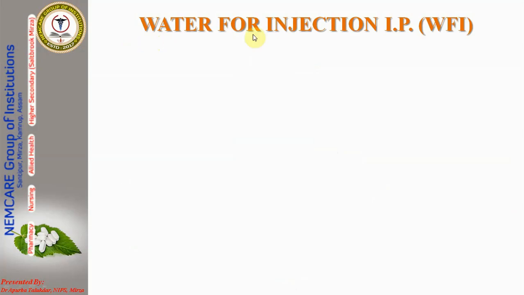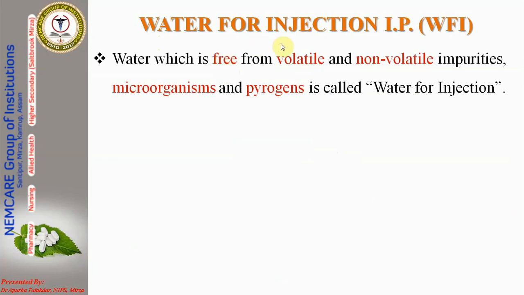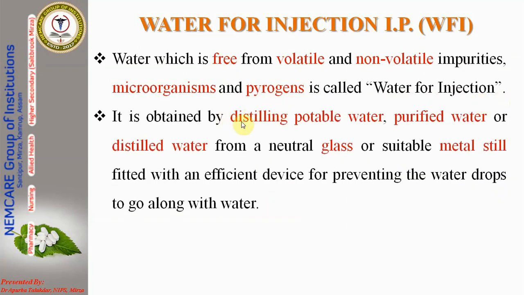Next is water for injection IP. Water which is free from volatile and non-volatile impurities, microorganisms, and pyrogens is called water for injection. It is obtained by distillation of potable water, purified water, or distilled water from a neutral glass or suitable metal still fitted with an efficient device for preventing the water drops from going along with the steam.